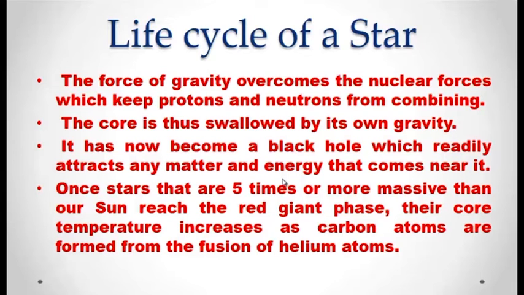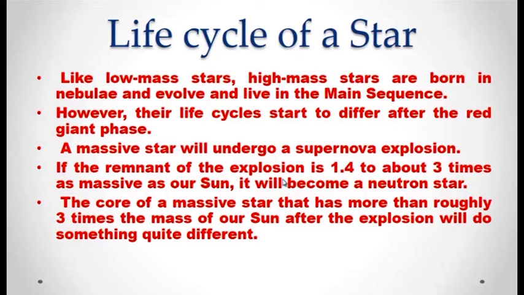Once stars that are 5 times or more massive than our Sun reach the red giant phase, their core temperature increases as carbon atoms are formed from the fusion of helium atoms. So far we have seen the life cycle of a star whose mass is 1.4 to 3 times greater than the mass of our Sun.